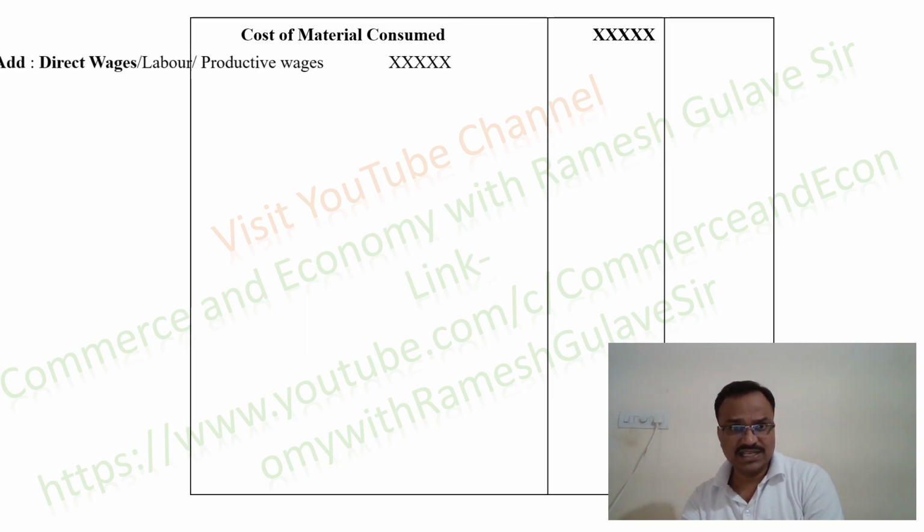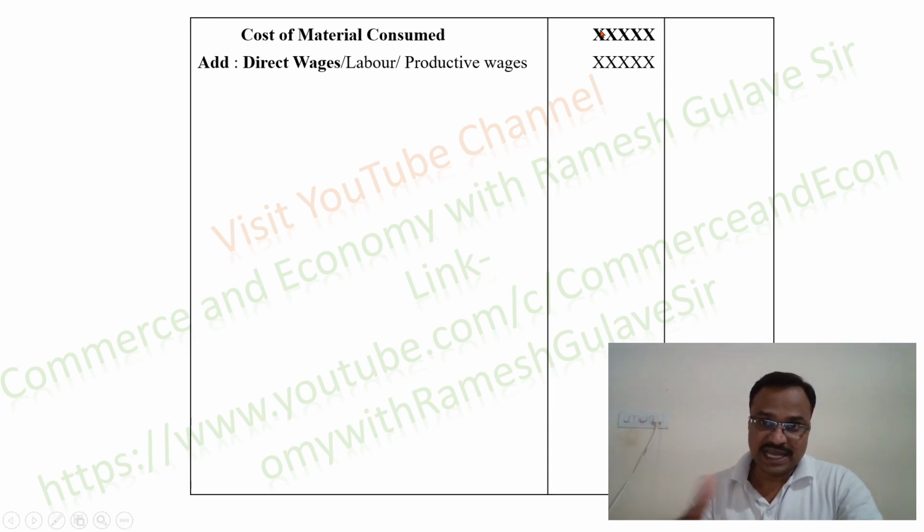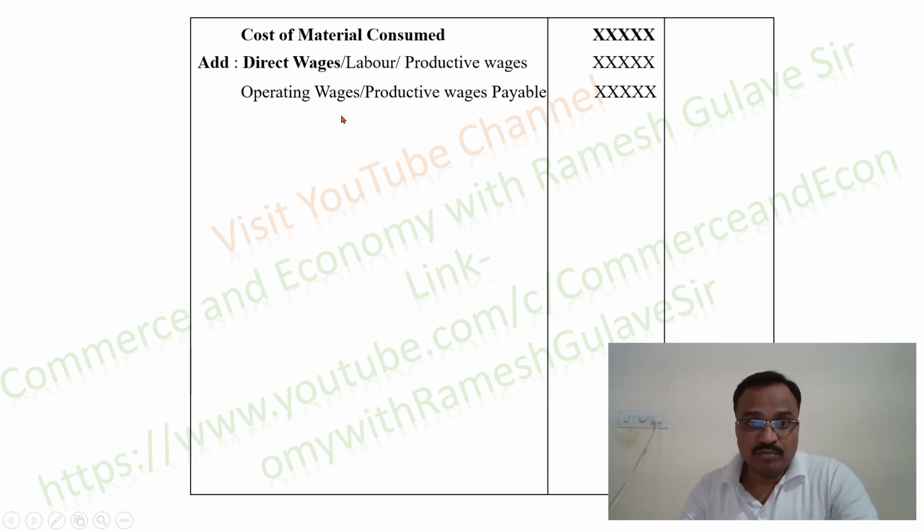Now we have discussed in the simple cost sheet that when we add labor and these things to this cost of material consumed, we get prime cost, right? Here, cost of material consumed is as calculated in the previous slide. Now I have taken it as the only amount of cost of material consumed. Then we add direct wages. Now what is considered as direct wages? Direct labor or direct wages or productive wages: if the word is productive wages, then it is considered as direct. Then operating wages, productive wages payable, all these are part of direct wages.